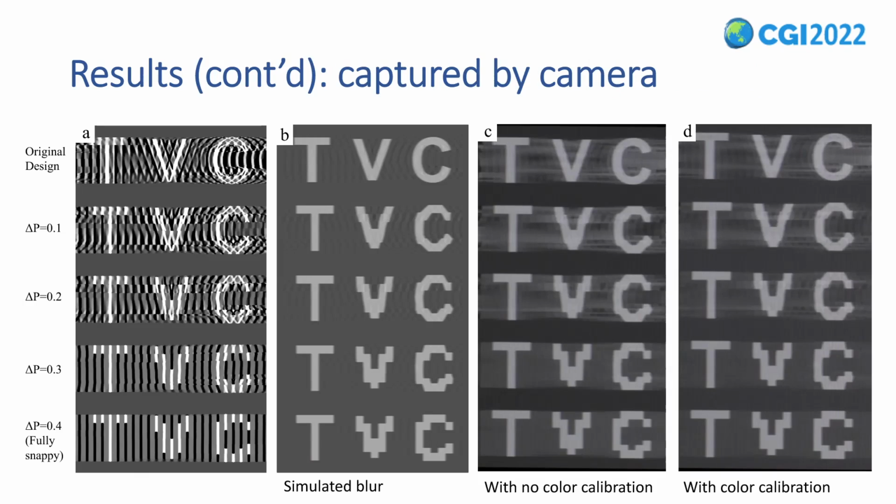And then we move the image on the screen by 1 pixel per frame on the monitor and use a camera to capture it. The shutter time is adjusted to the simulated blur. The captured images C and D reproduce the simulated result, but we can also see that it's very important that we do color calibration.